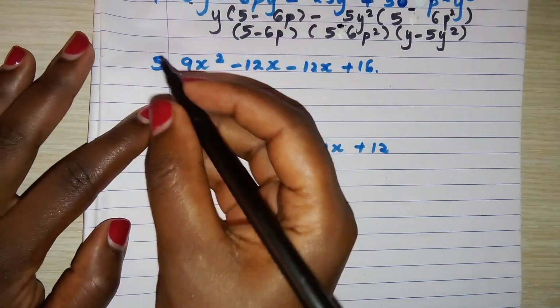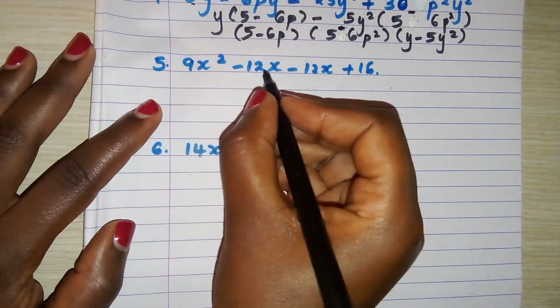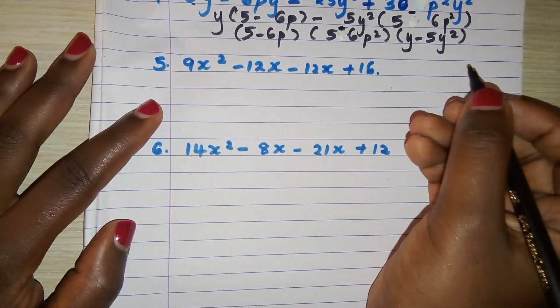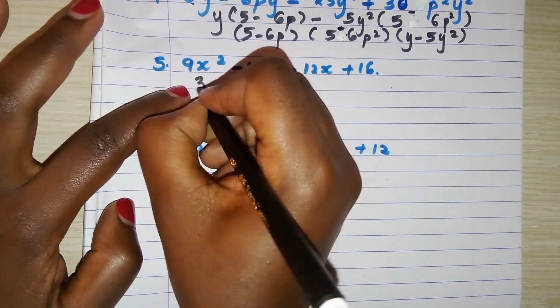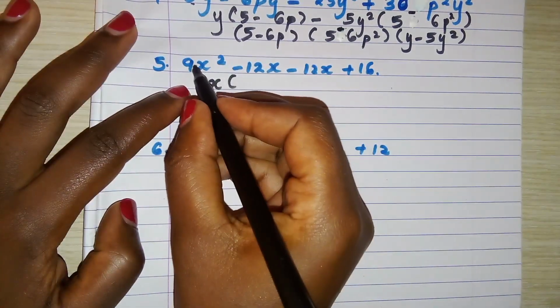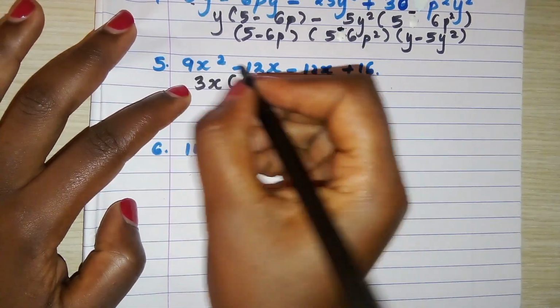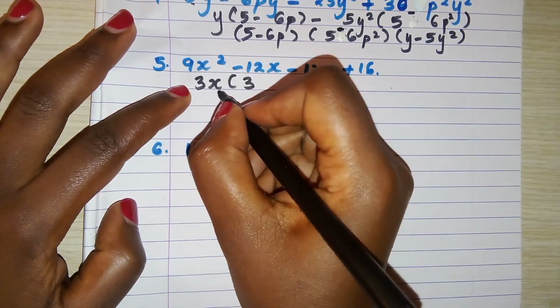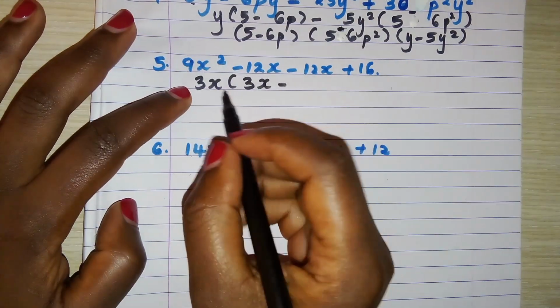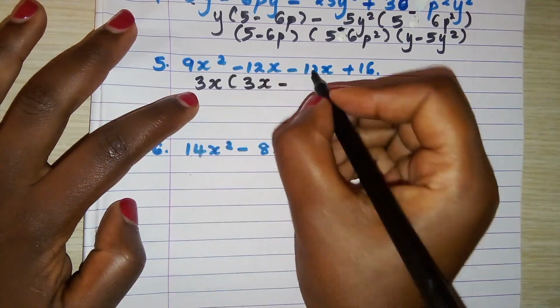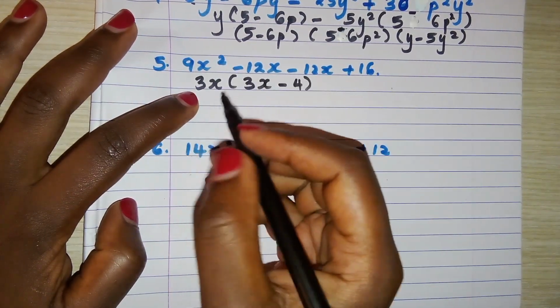Okay, number 5, we have 9x squared minus 12x minus 12x plus 16. What's common between 9 and 12? We have 3 and x. So 9 divided by 3 is 3. X squared divided by x is 1x is left. Minus 12 divided by 3 is 4. And then you close the bracket.